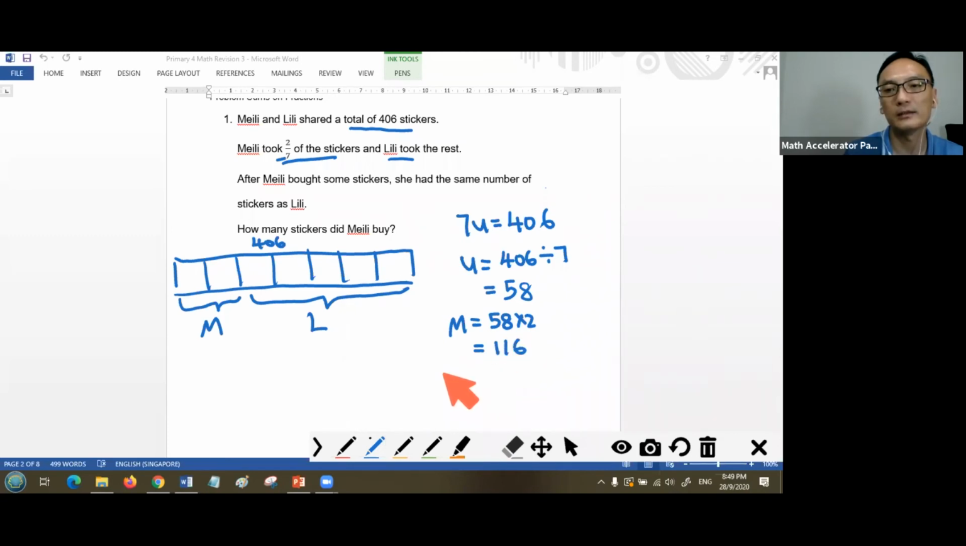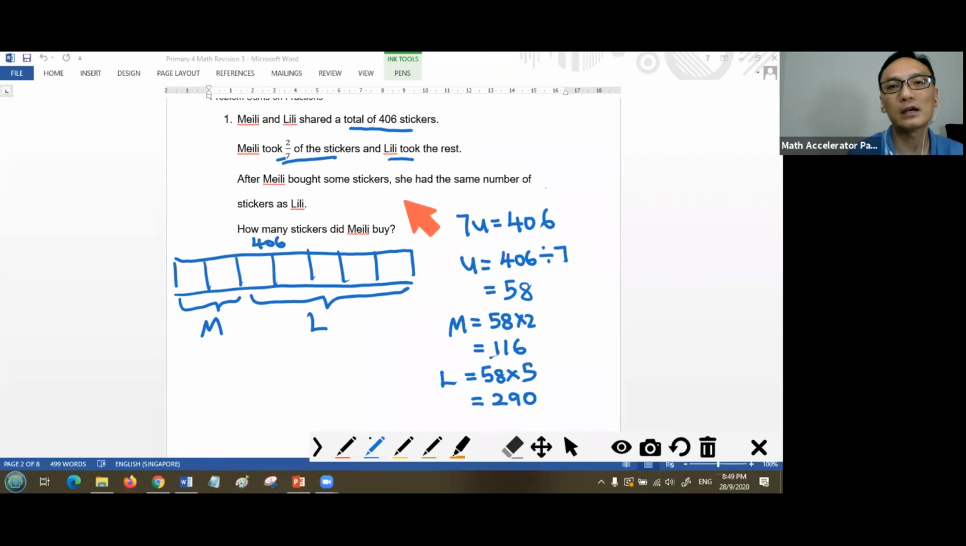How about Lily? Right, Lily. Lily will have 5 units. So we take 58 times 5. And we will have, right, thank you, Camilla, again, and Kai Xian. She has 290, right? 290. So what's next?